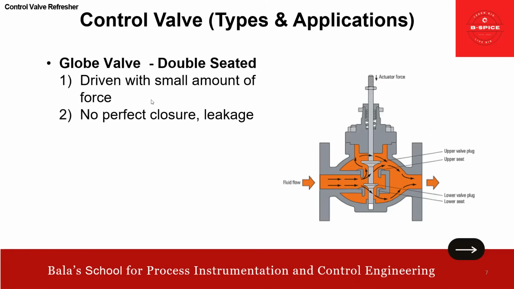Okay, then no perfect closure, and the possibility of leakage is always on the cards, because here there are two flow paths, here one flow path and here one flow path. So obviously the leakage is always on the cards, so we won't get perfect closure. And this is not suitable for applications where tight leakage shutoff is necessitated.